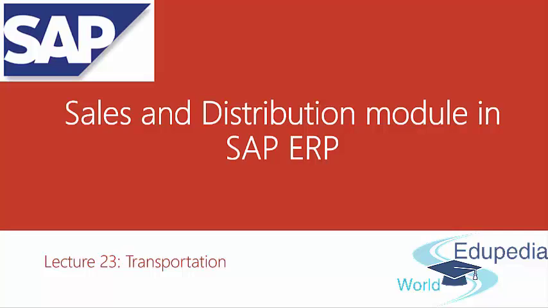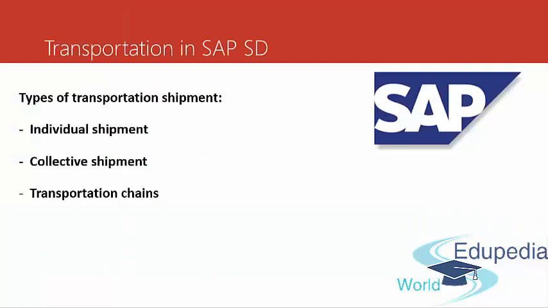In this lecture, we will talk about transportation in sales and distribution module. The shipment document is the basis of transportation planning and execution. This document contains all the shipping related information for the end customer and the other business partners, such as forwarding agents and vendors. Depending on the complexity of your distribution model, the shipments can be the following types.